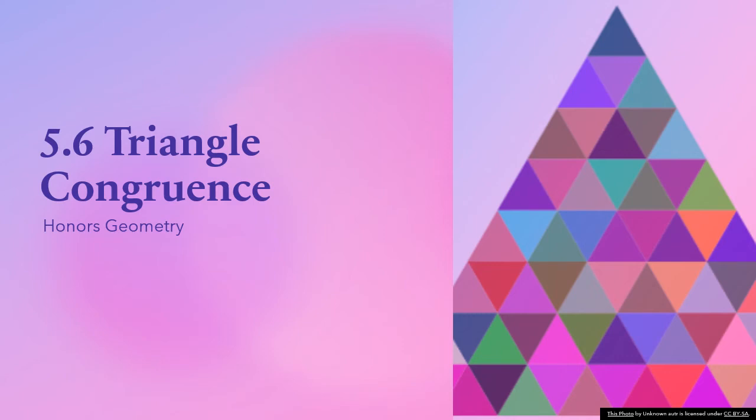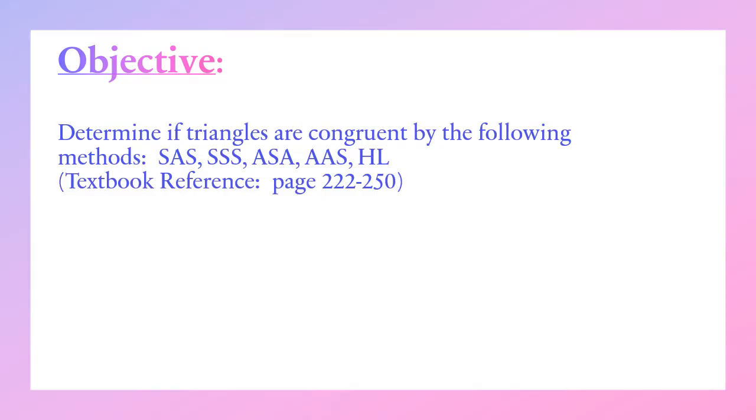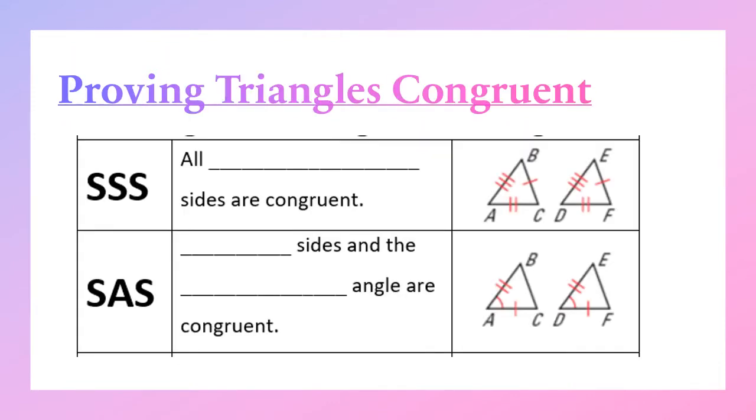Good morning. Today we're going to talk a little bit about Lesson 5.6, Triangle Congruence. Today's objectives: we're going to determine if triangles are congruent by using the following 5 methods: side, side, side; side, angle, side; angle, side, angle; angle, angle, side; and hypotenuse leg. This actually references about 3 sections in your book, and they can be found on pages 222 through 250. So if you have questions or want additional information, you can always look there.